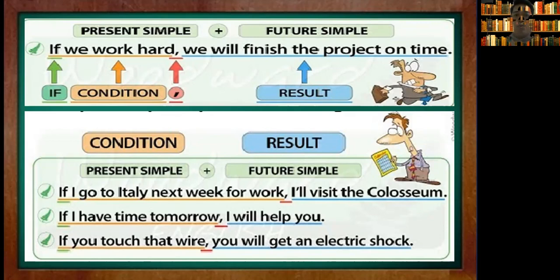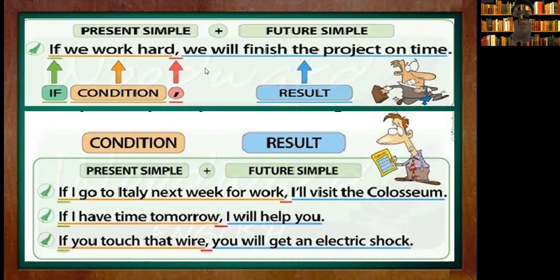So let's read this. We will finish the project on time. What is our verb here? Obviously, it is will finish. And will finish is in the future simple form. Okay? So present simple in the condition clause and future simple in the result clause. That makes conditional type 1 sentence or first conditional sentence.